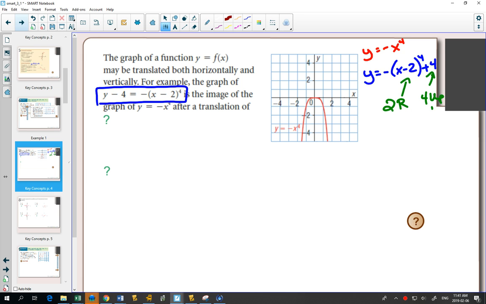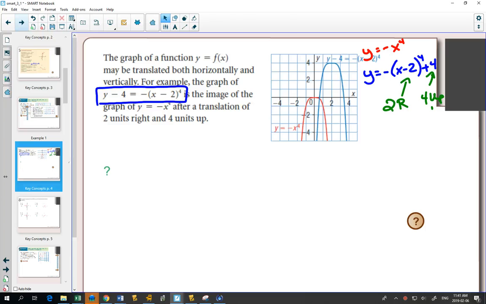4 up. And so when we look at the graph, it's been moved 2 to the right. We can take a key point like 0, 0, and it moves 2 to the right and 4 up to get to that point there. And so unlike the first example, this one has two translations combined. And we saw this in our pages that we did earlier as well.